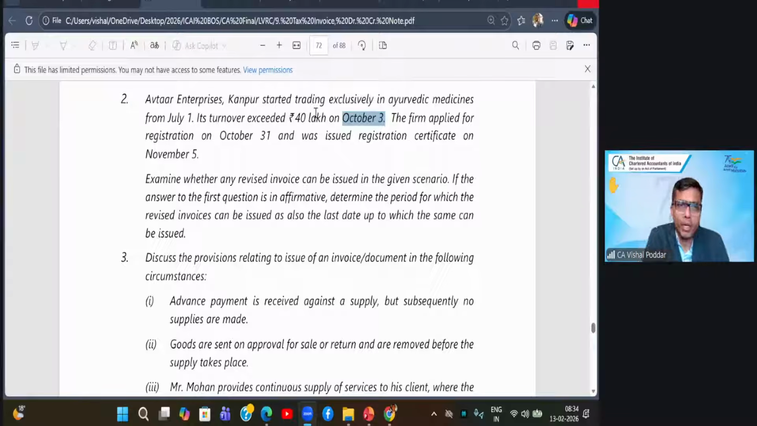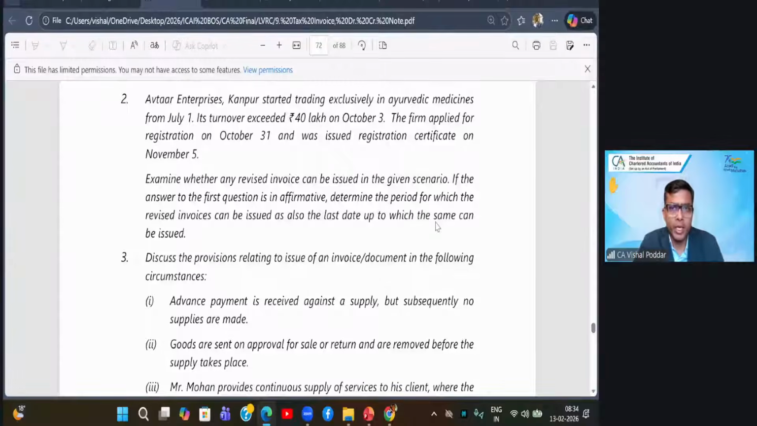So first question, whether a revised invoice can be issued, answer is yes. And then the second question, if your answer is in the affirmative, determine the period. Now, what is the period for which a revised invoice can be issued? Answer is 3rd October onwards. So 3rd October to 4th November, you can revise the invoices. That is the first question. Second part, also the last date up to which the same can be issued. So the answer is, the law says from the date on which you get the registration number, which in our example is 5th November, you have 30 days to complete this revision process.